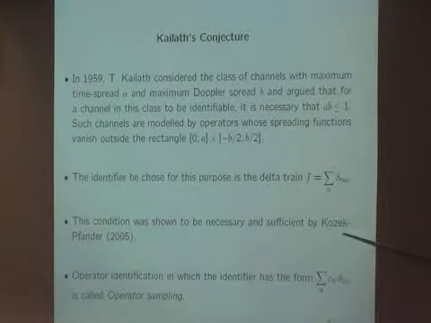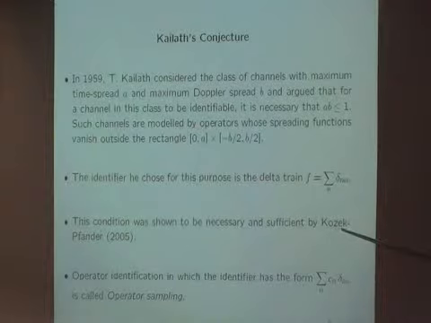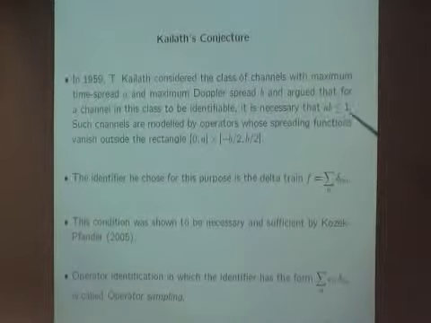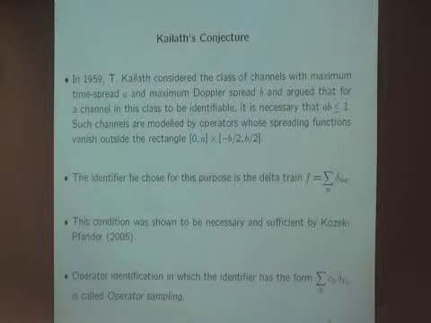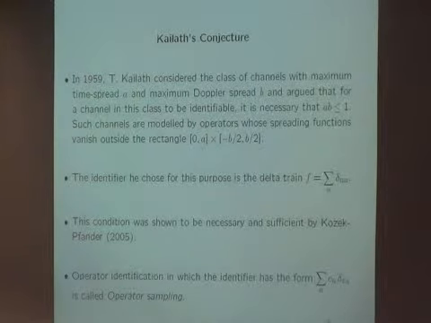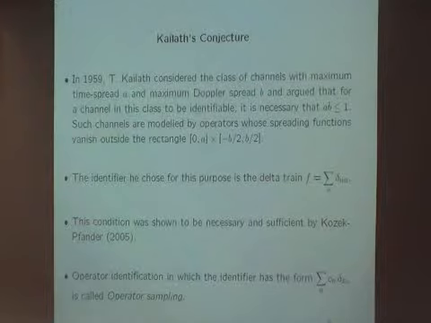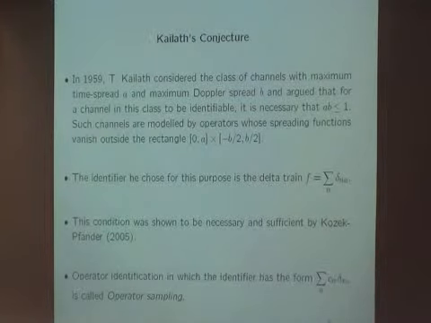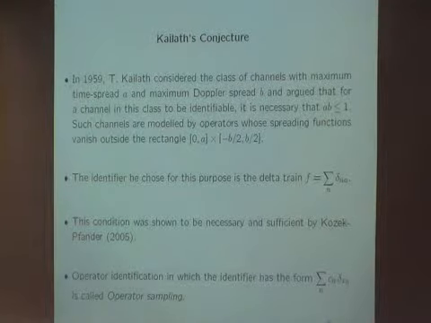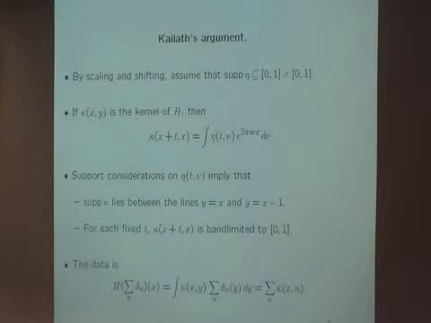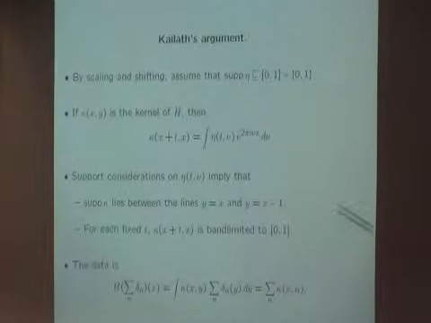And this was shown by Kozek and Pfander to be correct, so that this is a necessary and sufficient condition for that to be the case. And this idea of sending through trains of deltas is what we call operator sampling. Now, Kailath argued that this was true, and here's basically what he argued. It doesn't look like this, but this is what he said.